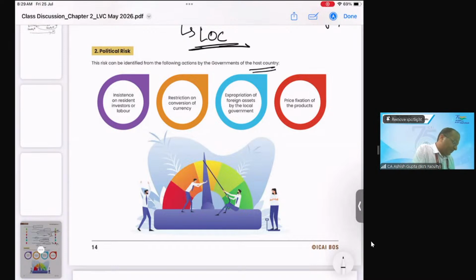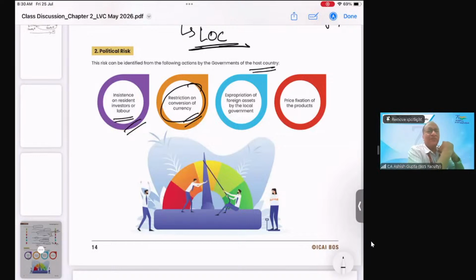Sometimes there are government actions like saying that you cannot make your own investment, our investor will make the investment in your business. Even you have to take our own labor. Restriction on the conversion of currency is very common.